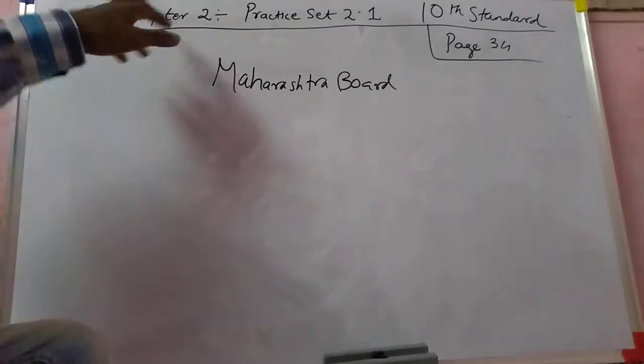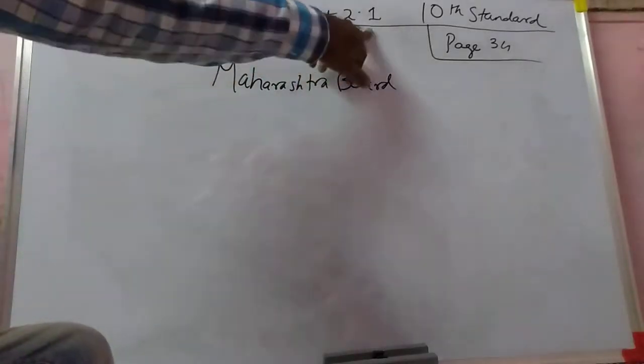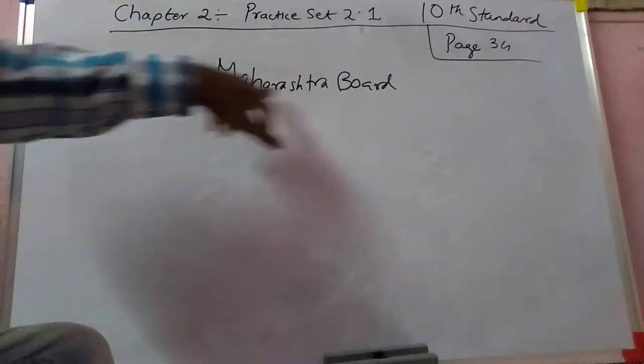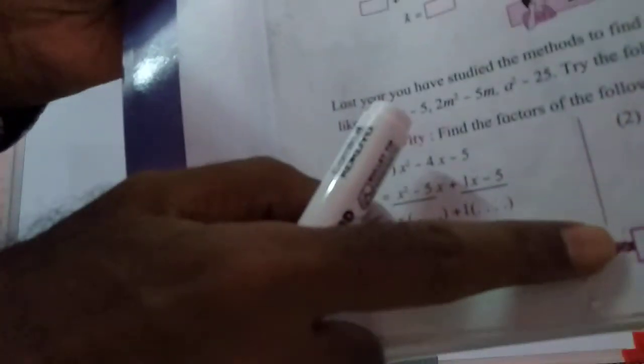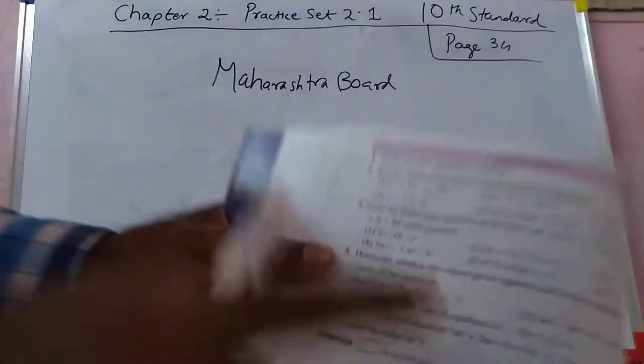Okay student, today we'll learn chapter 2, practice set 2.1, 10th standard, Maharashtra board. This is the book, part 1, standard 10, and practice set 2.1, page number 34, okay. So to do this, write any two quadratic equations.